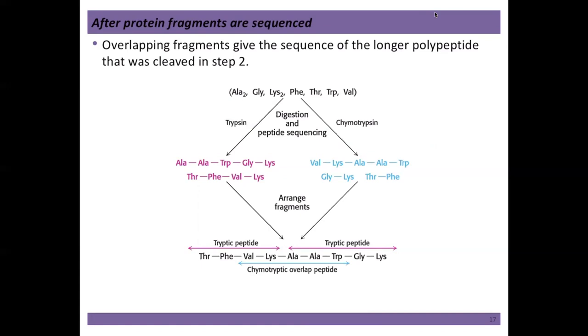These red and blue all came from the same protein. So what you do is you start saying, oh, look, there's a val-lysine here. I wonder if that val-lysine overlaps there. So you lay that val-lysine under there, and then you realize that you have an ala-ala-trp. Oh, look, this ala-ala-trp probably continues there. So the next one after trp is gly and then lysine. And so eventually you put those together and you get the complete sequence.